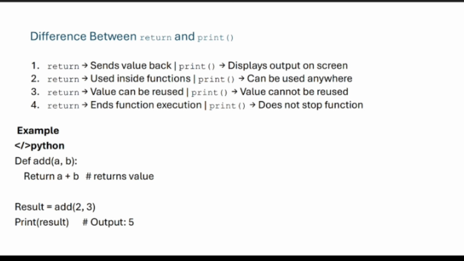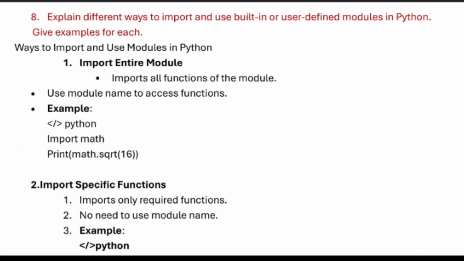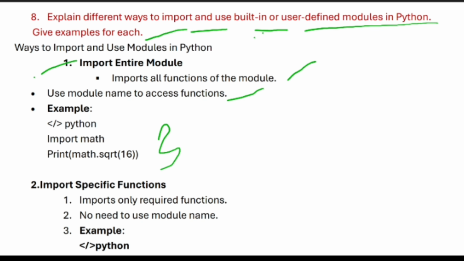This is the example for return and print. You can write this example in the exam. Next, explain different ways to import and use a built-in or user-defined module in Python, with an example. The first way is to import the entire module. Import all the functions in the module and use the module name to access a function. This will be an example for that.